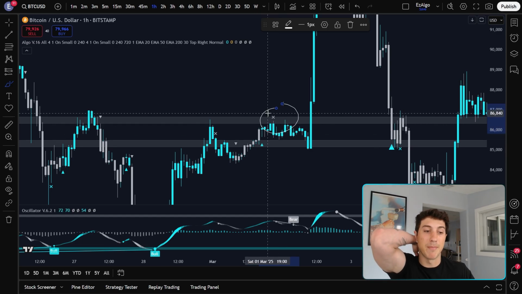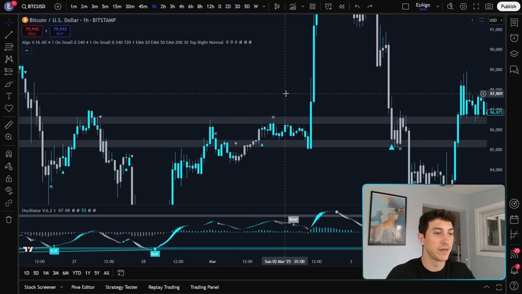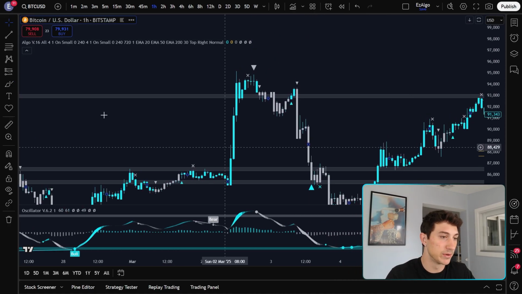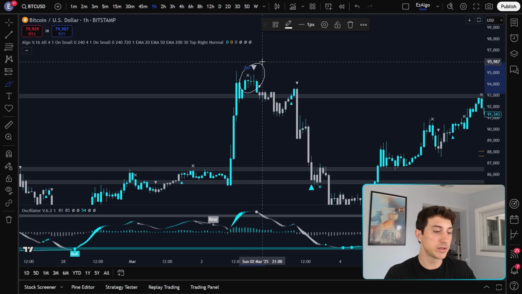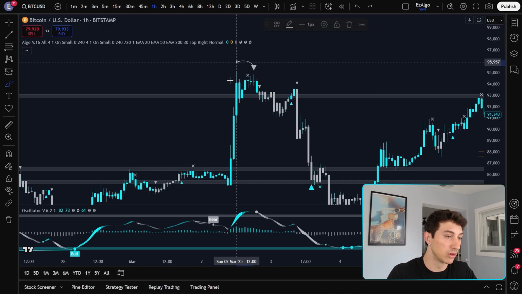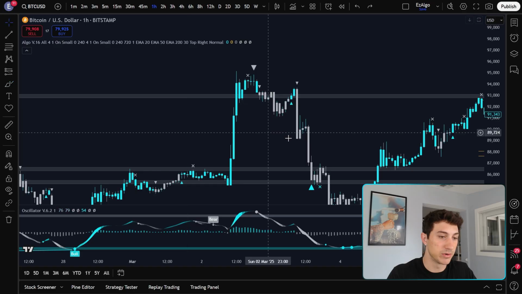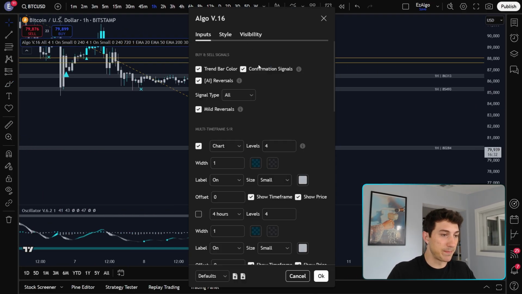That's why they are called mild, okay? They're not strong signals. They're simply there as a piece of confluence to let you know, hey, price may reverse in the near future. Let's start to take profits from our longs or start looking for short positions to go down the other way. So that is it for the buy and sell signals.